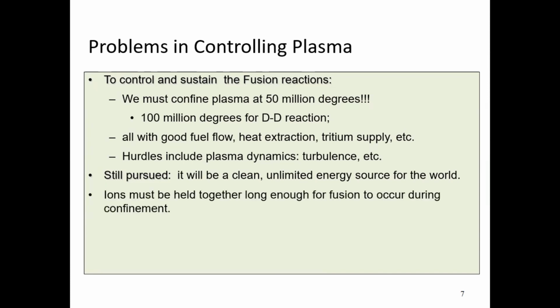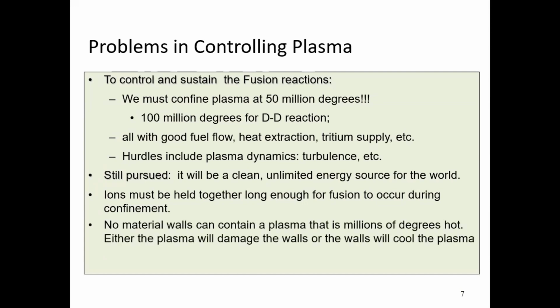Ions must be held together long enough to fuse for the fusion to occur. So not only is plasma controlling needed, that is, it should be dynamically stable, but we must hold it together for a long time so that the fusion occurs. No wall material can contain a plasma that is millions of degrees hot. Either the plasma will damage the wall, or the wall will cool the plasma, and its temperature reduction will immediately cause the plasma to become a neutral gas.